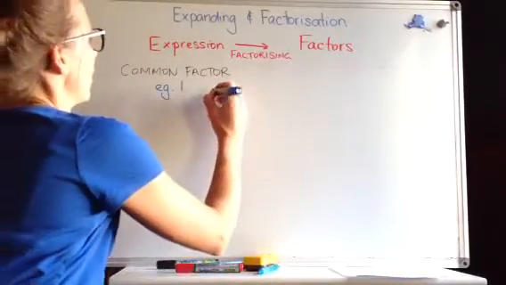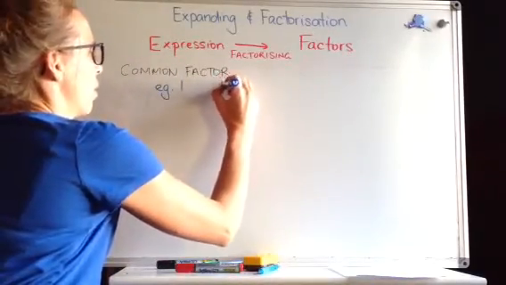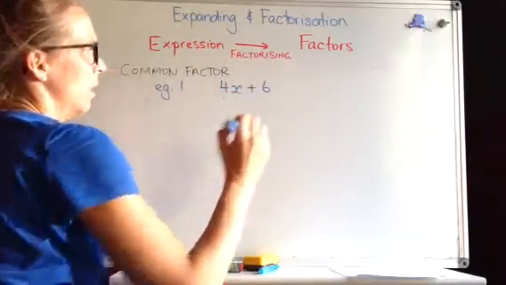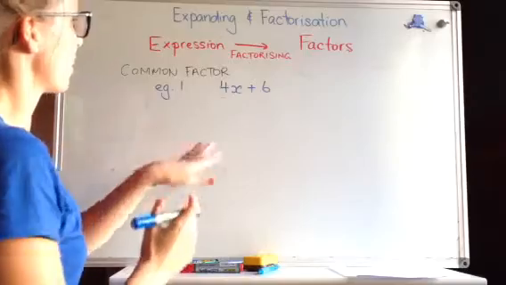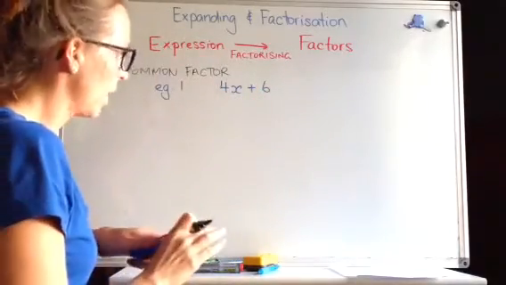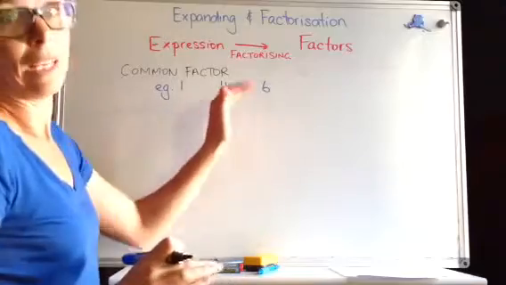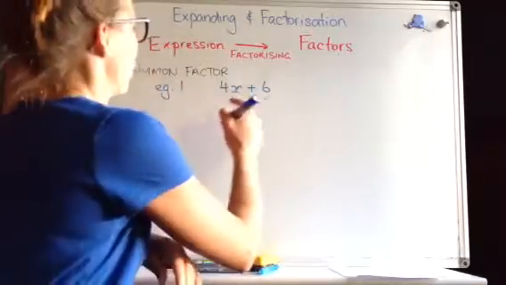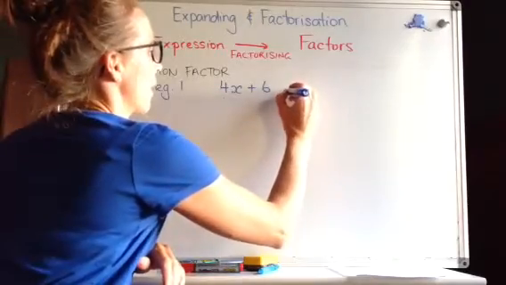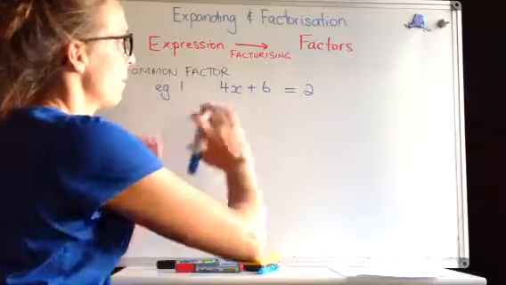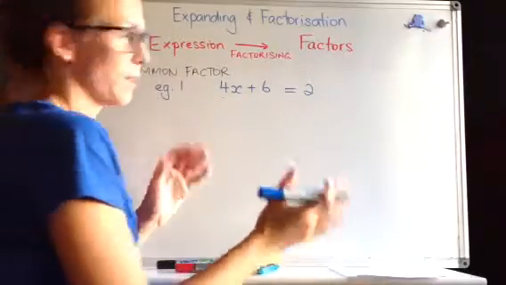So for example, if we had something like 4x plus 6, it's an expression. It's made up of two terms, and they're added together. We want to find in each term any common factors or any common multiples, if you like. So looking at these two, I can see that 2 goes into 4x and I can see 2 goes into 6. And that's all there is.